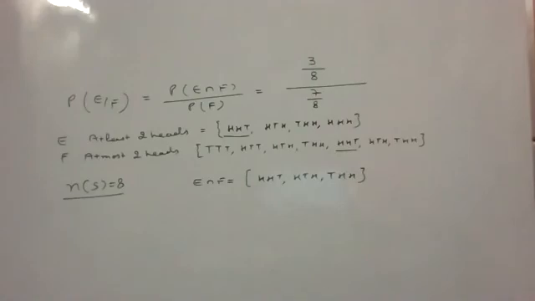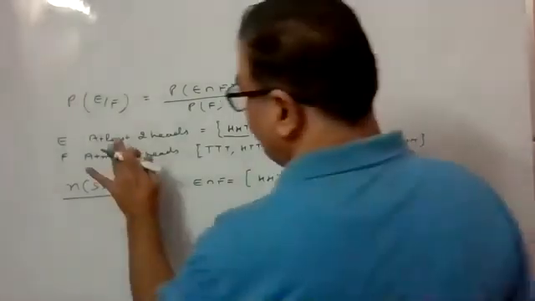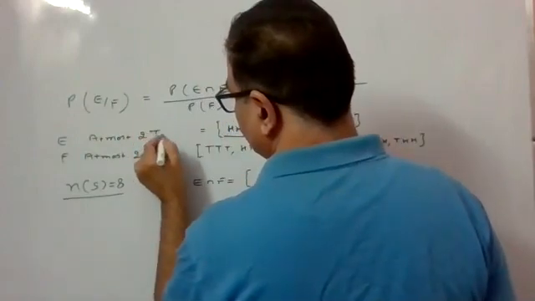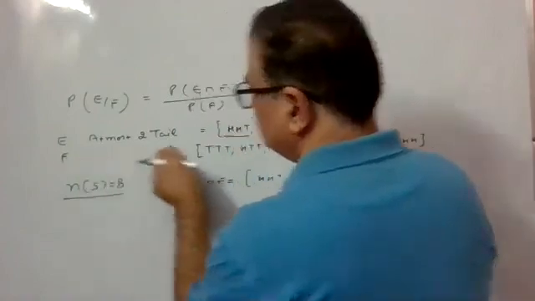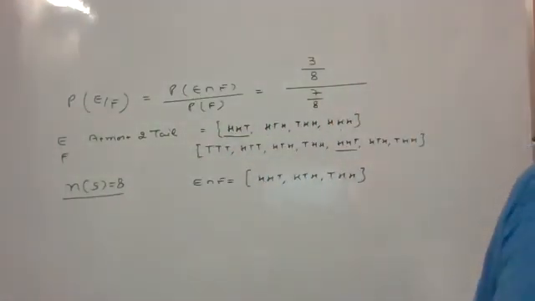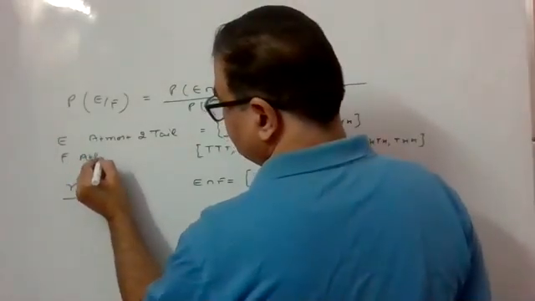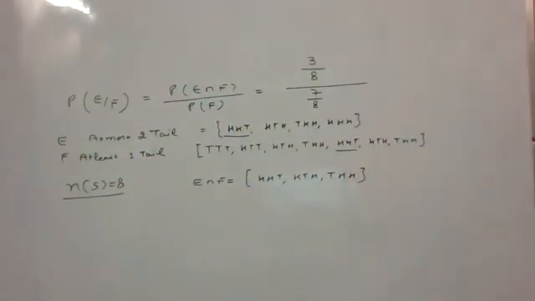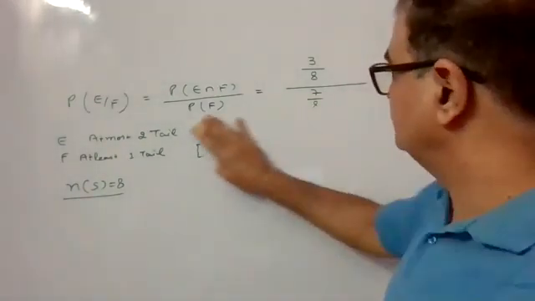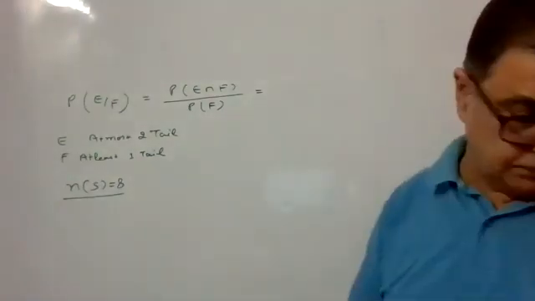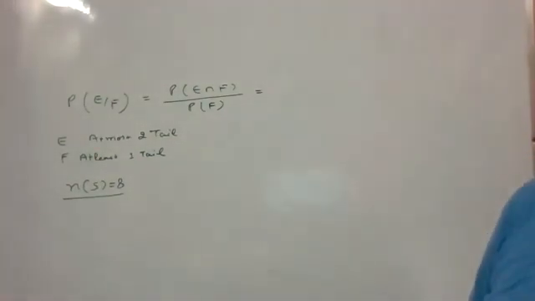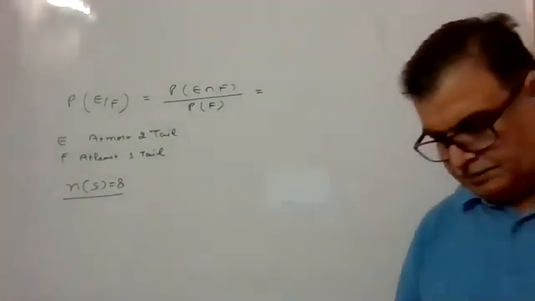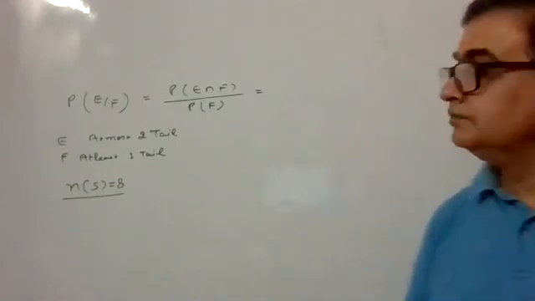Third part of the same question, write down please. E is at most 2 tails, and F says at least 1 tail. Please do it now.